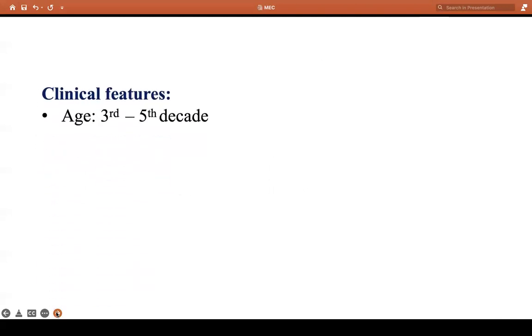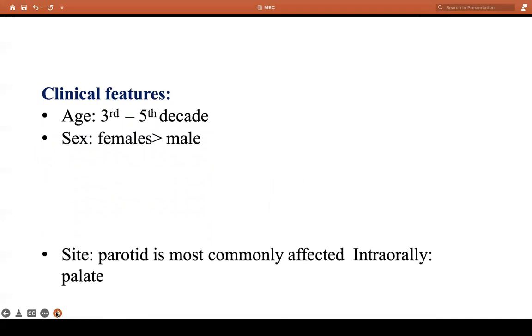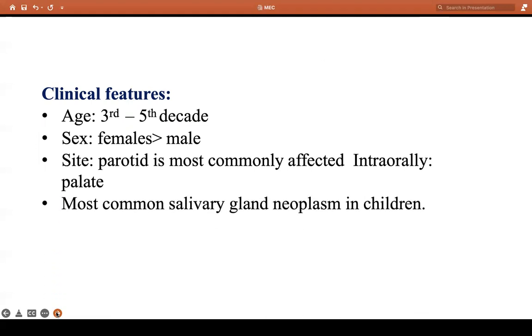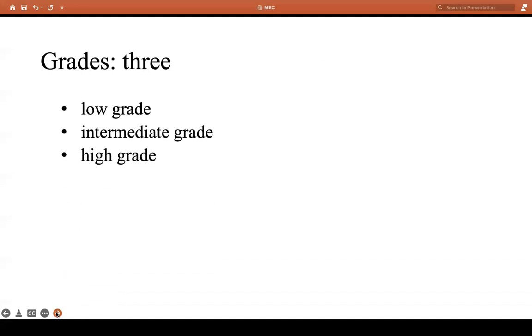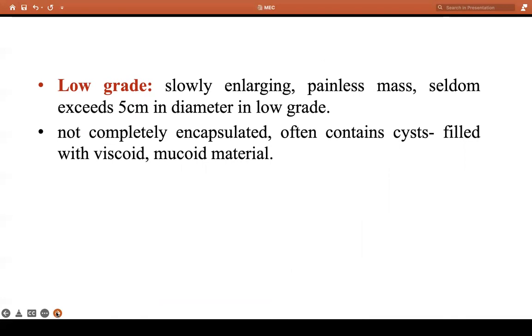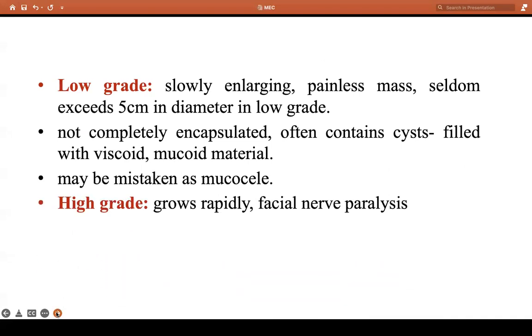Clinical features depend on the grades. Age is variable, more in the female, can be seen in the males. Parotid, but hard palate intraorally in the minor salivary gland tumors. As we discussed, more can be seen low grade, solid, cystic to solid. This is the clinical grading: painless tumor, smaller size, maybe encapsulated or partially encapsulated, cyst filled with mucoid, viscoid material.